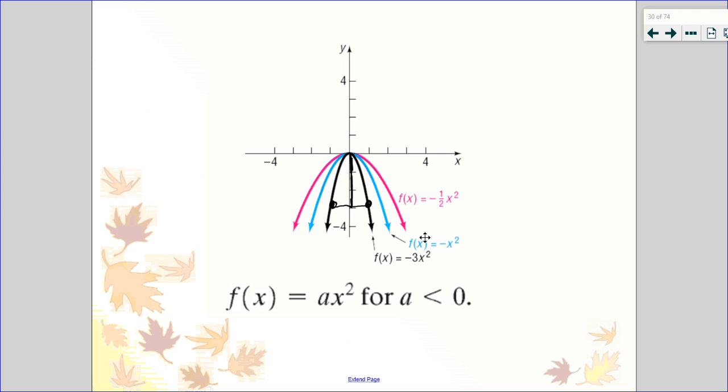With the blue one, A equals -1. So from the vertex, you're going to go down 1, left 1, and then right 1, because A is -1. So if it's negative, we go down. And then for the pink, you go down 1/2, left 1, right 1. So the A describes movement from the vertex.